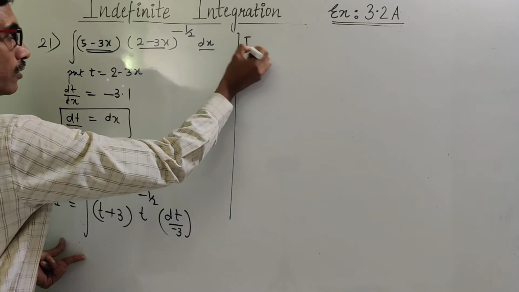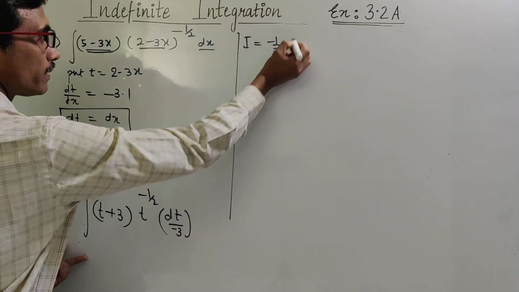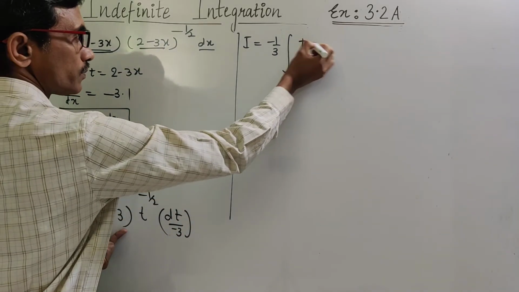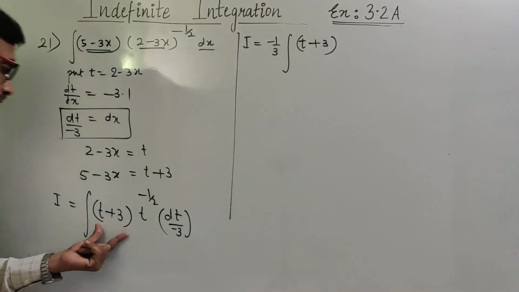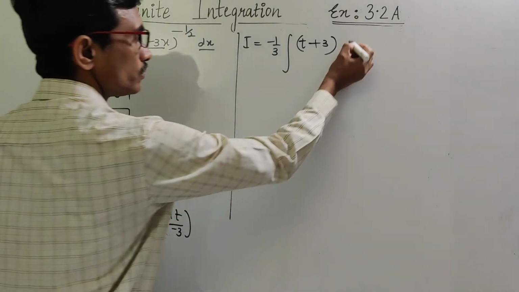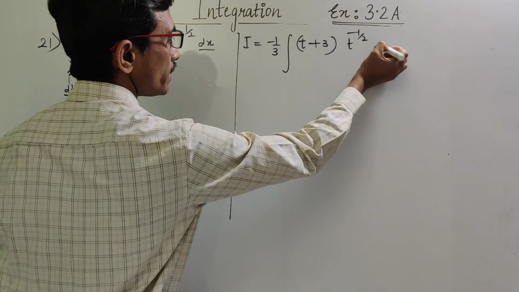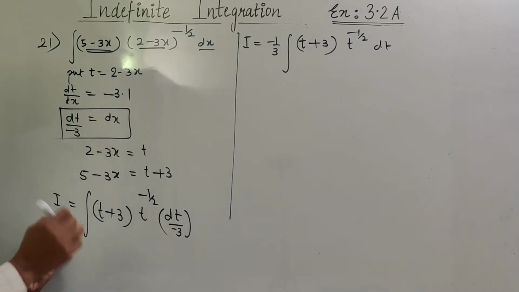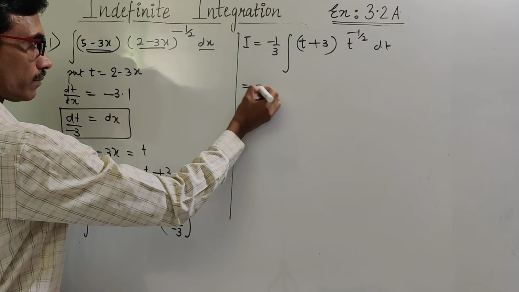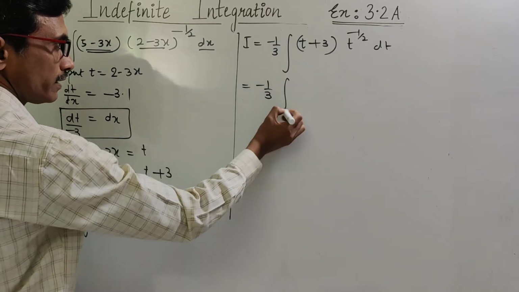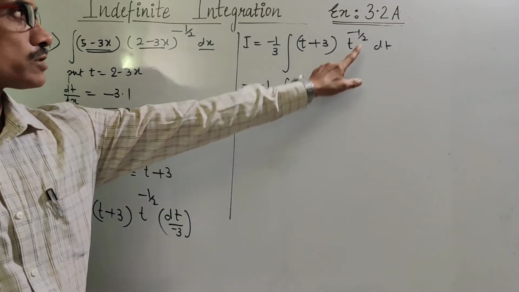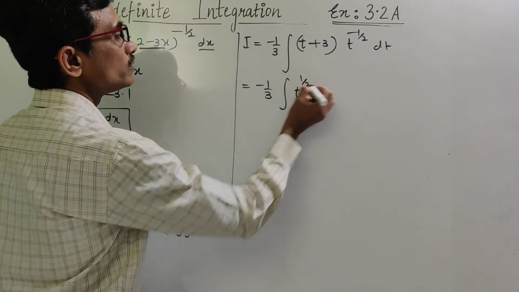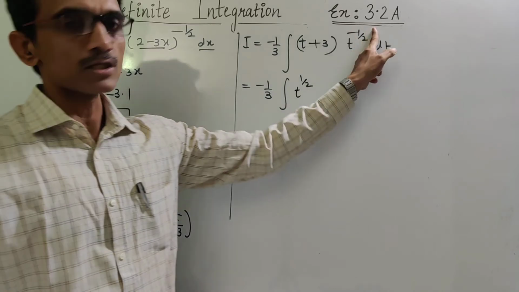Minus 1 upon 3, or integral I is minus 1 upon 3 integral of t plus 3 as it is, then t raised to power minus 1/2 and dt is left. Minus 1 upon 3, we already took outside. This will be minus 1 upon 3 integral. Simplify: t raised to power minus 1/2 into t will be t raised to power 1/2.